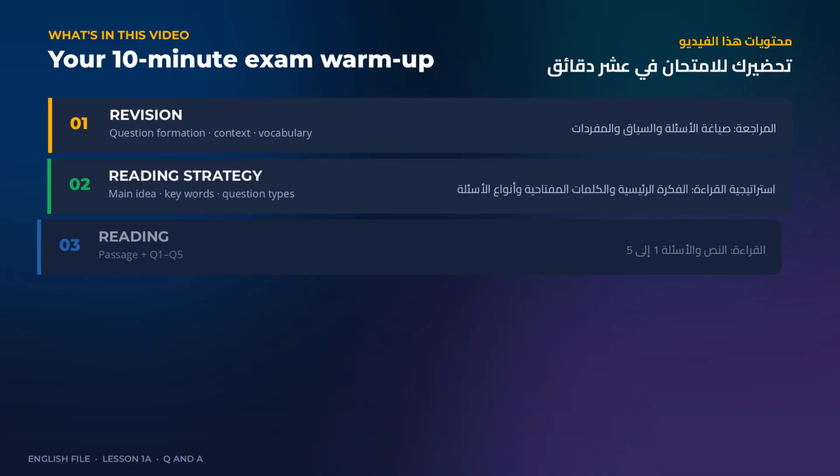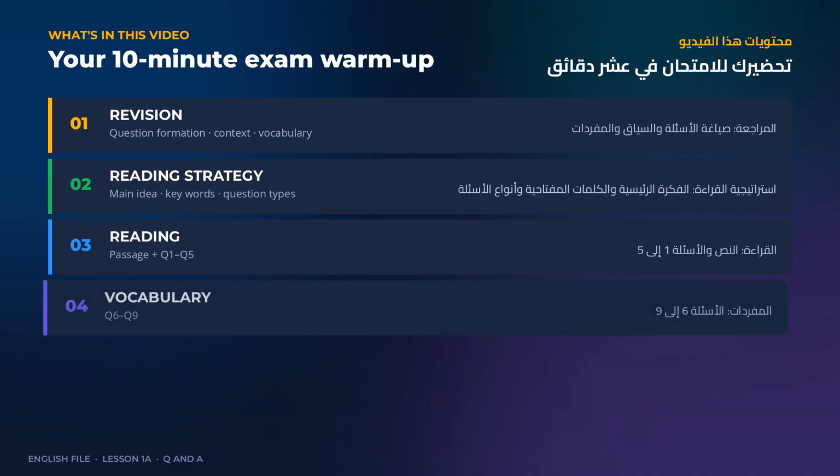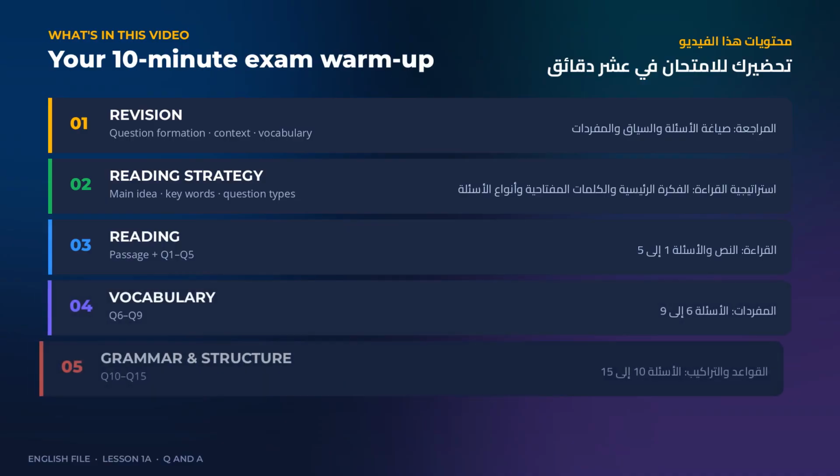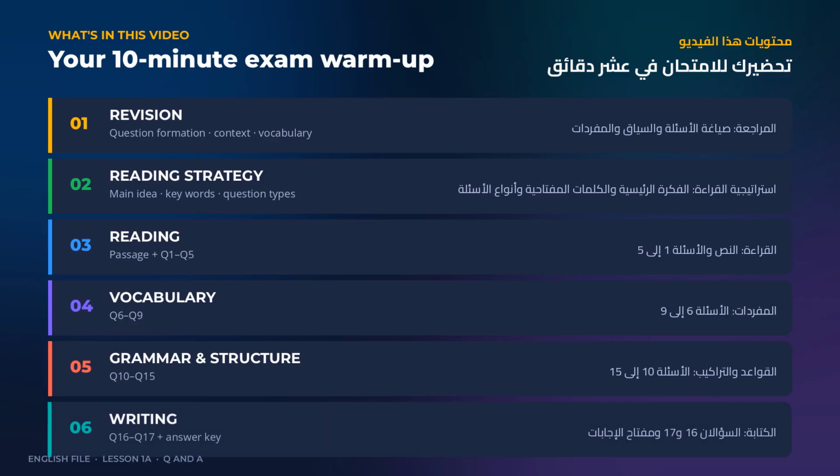First, question formation, context, and vocabulary. Then a full reading strategy, how to find the main idea, which key words to underline, and how to handle stated, not stated, and inferential questions. Then the 17-question sample test with the answer and the reason for every single one. Every slide is also translated into Arabic, so read the screen as you listen.